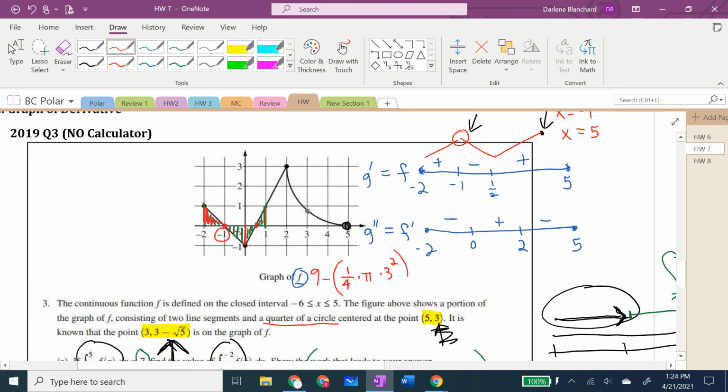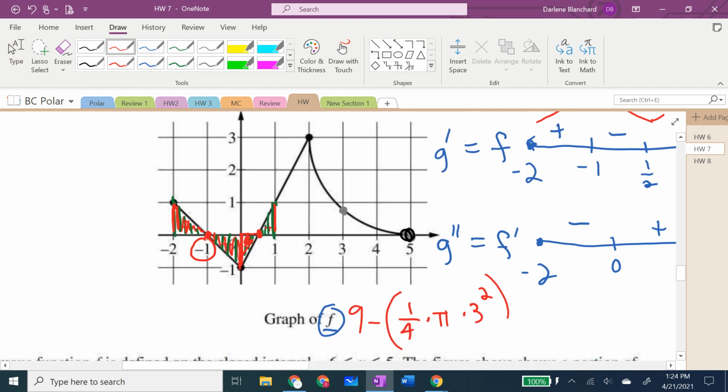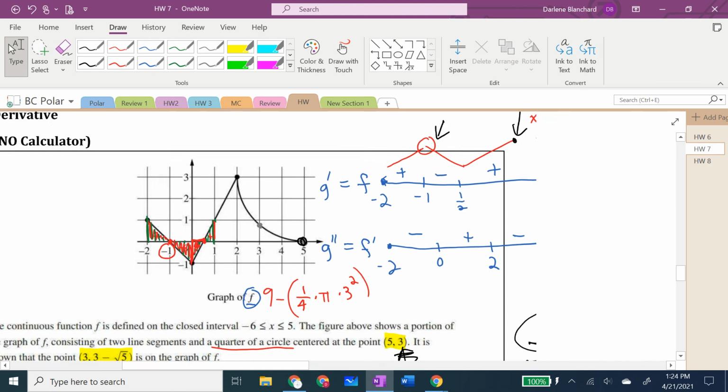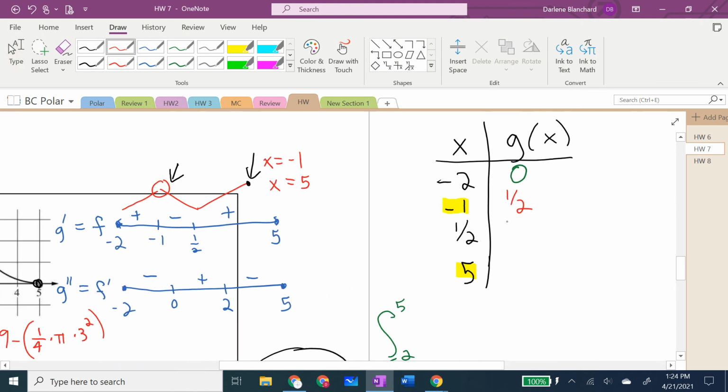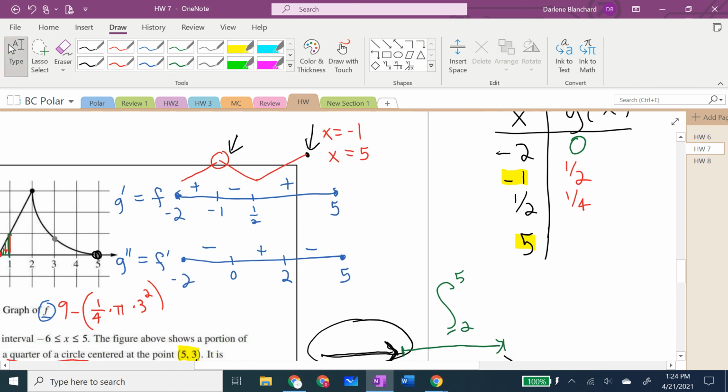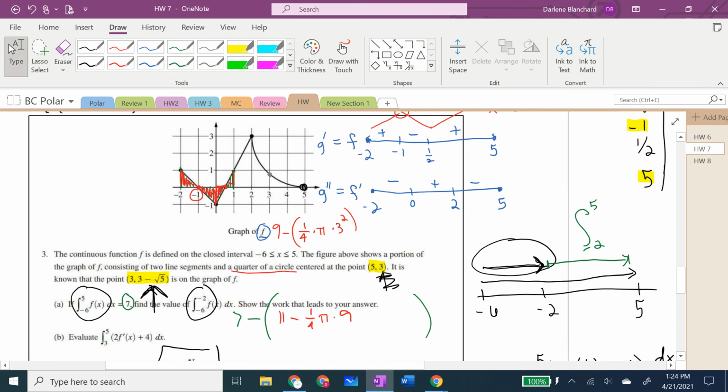Then my next critical number is when x is positive 1/2. And at that point, I will have taken away that addition of 1/2 and brought in the area of this little tiny triangle here. It's a 1 by 1/2. The area of that triangle is 1/4. And then I don't need to do any extra work for 5 because I found it already.